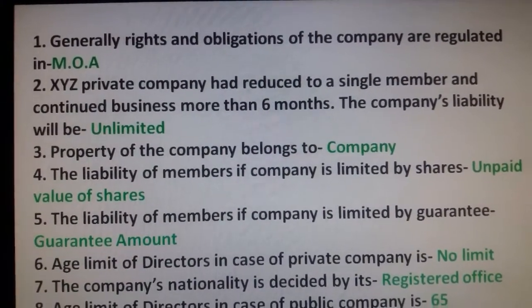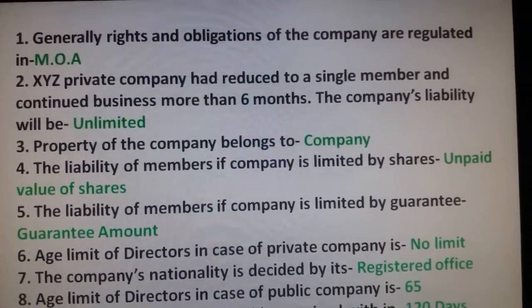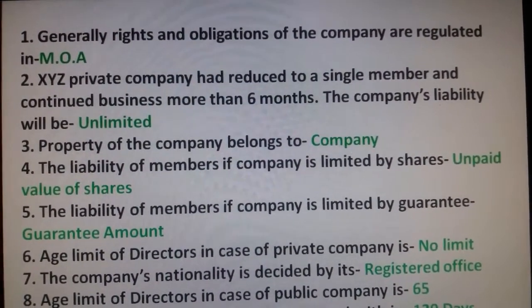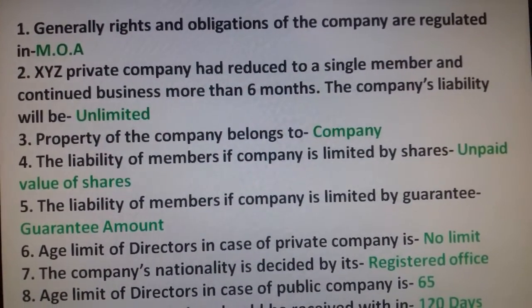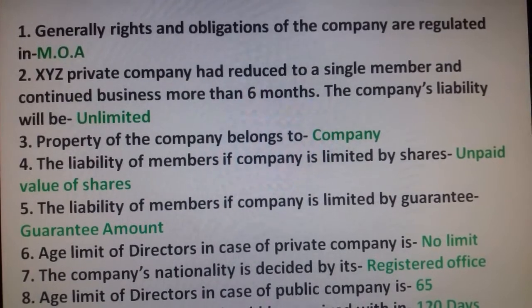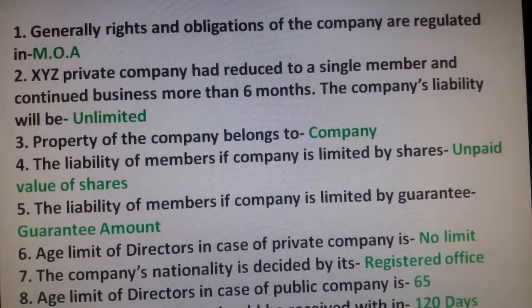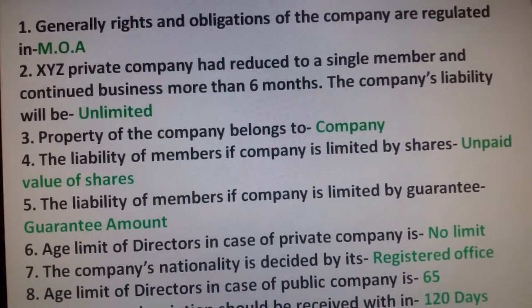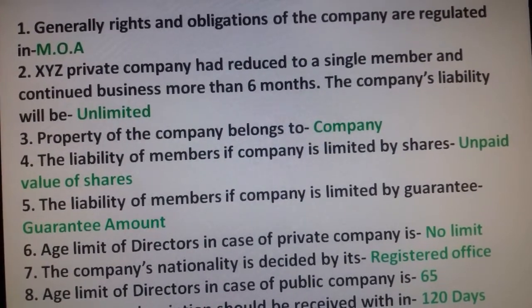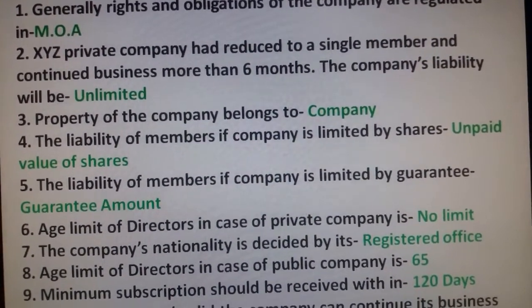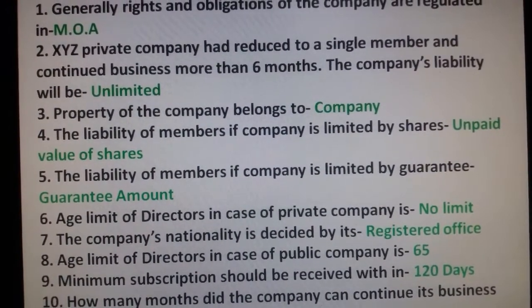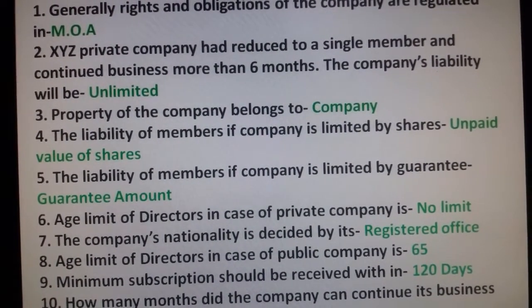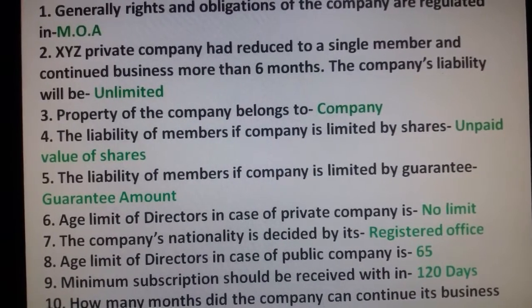Question number 4. The liability of members if company is limited by shares is unpaid value of share. The liability of members if company is limited by guaranteed amount. Question number 6. Age limit of director in case of private company is no limit. The company's nationality is decided by its registered office. Age limit of director in case of public company is 65.